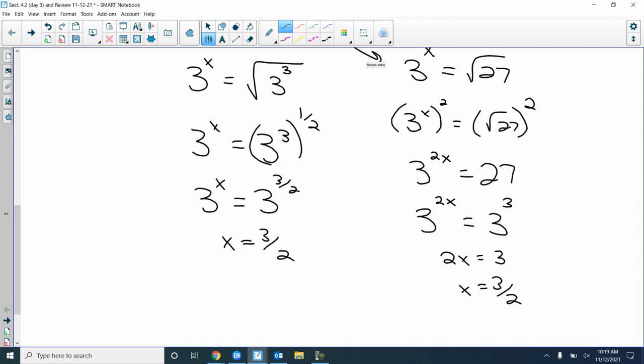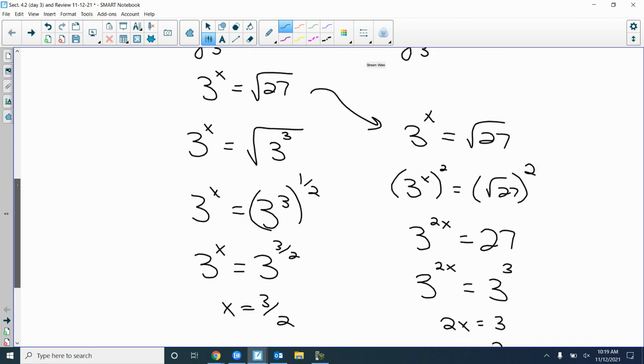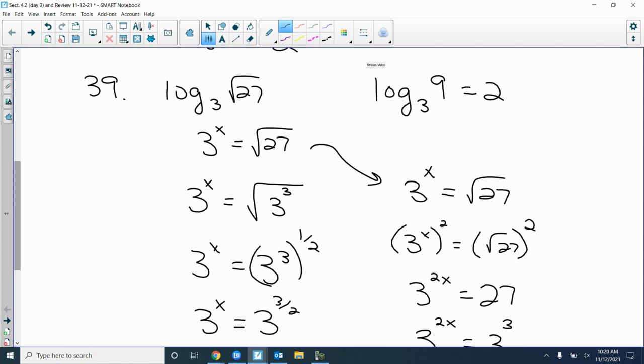All right, Justin, did you do something different? Yeah, I just thought about it. So I knew it needed to be 27, so that was 3 to the third. And since it's a square root, the exponent would be 1/2, so I just multiplied 3 times 1/2.